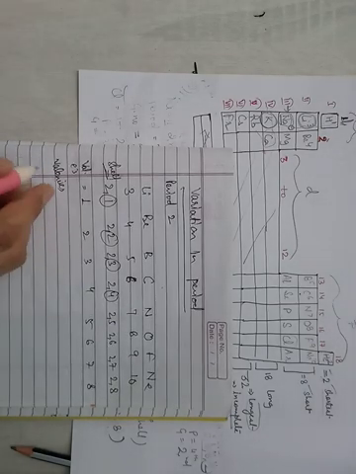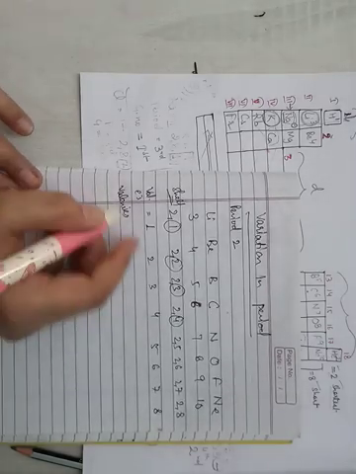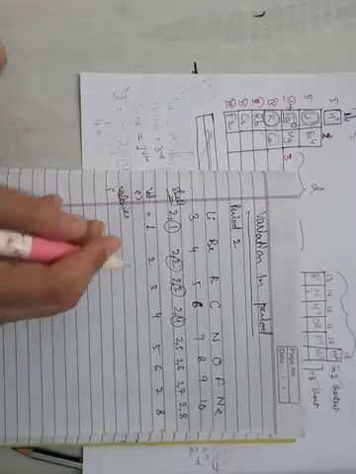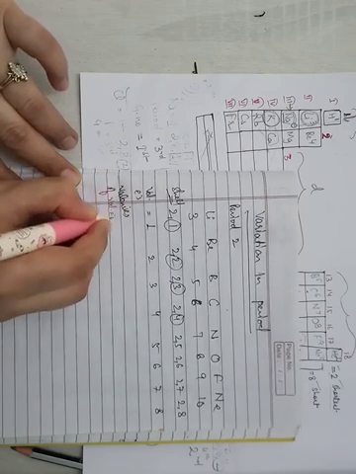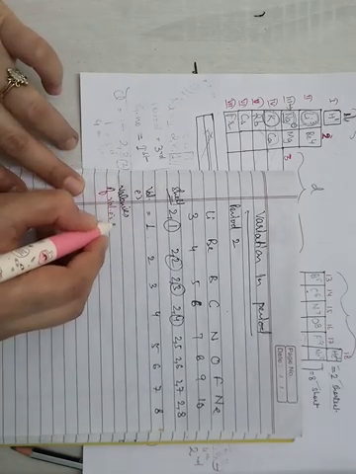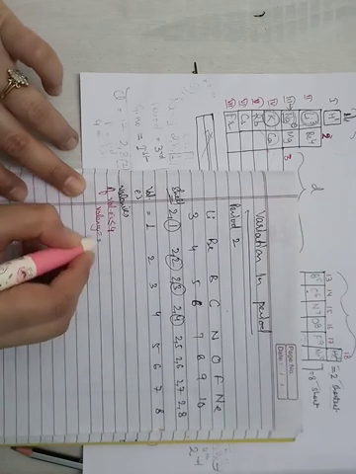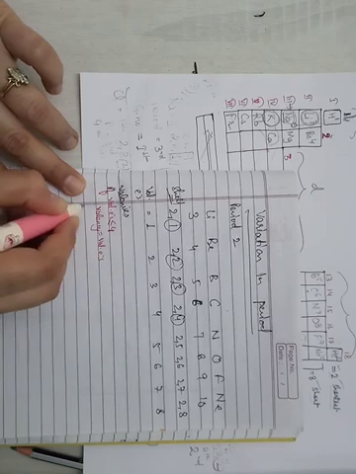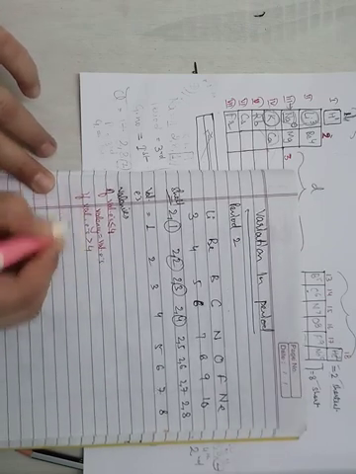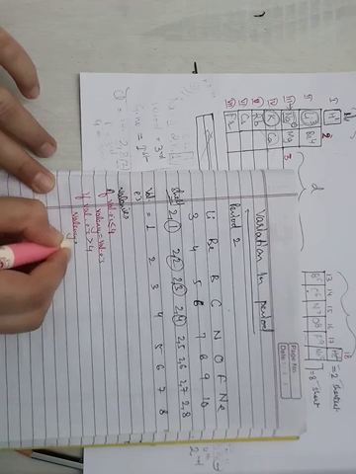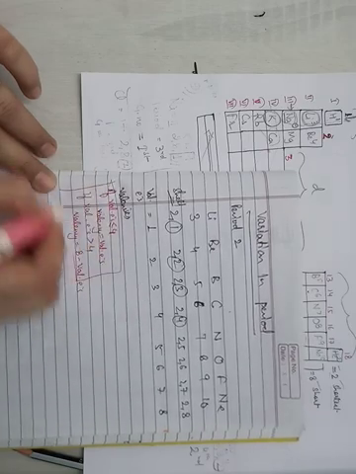Valencies are the combining capacity. How can you find out the valency? If valence electrons are less than or equal to 4, then valency is equal to valence electrons. If valence electrons are more than 4, then valency is equal to 8 minus valence electrons. This formula you have to remember.